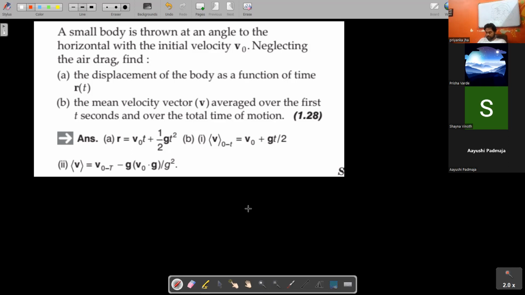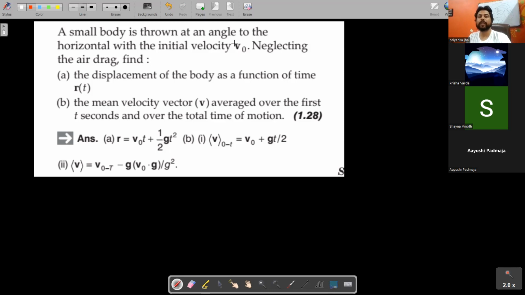So I got parts A and B, the first part. The second part, I don't think I understand. I'll explain that. It is just the vector thing. Okay, I'll tell. Ayushi and Prisha, got it? Prisha, you got it? Sir, I got the first and the second part.